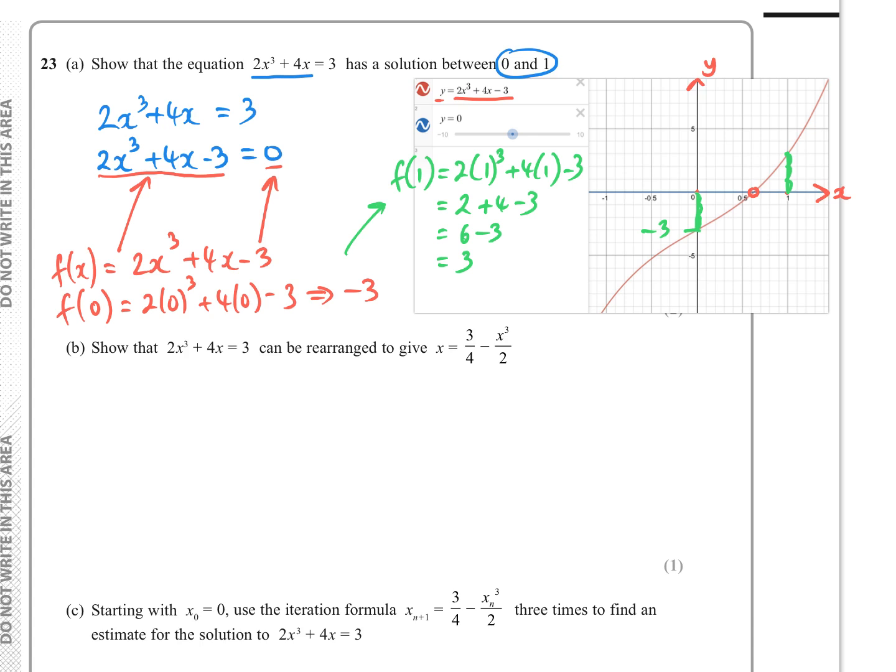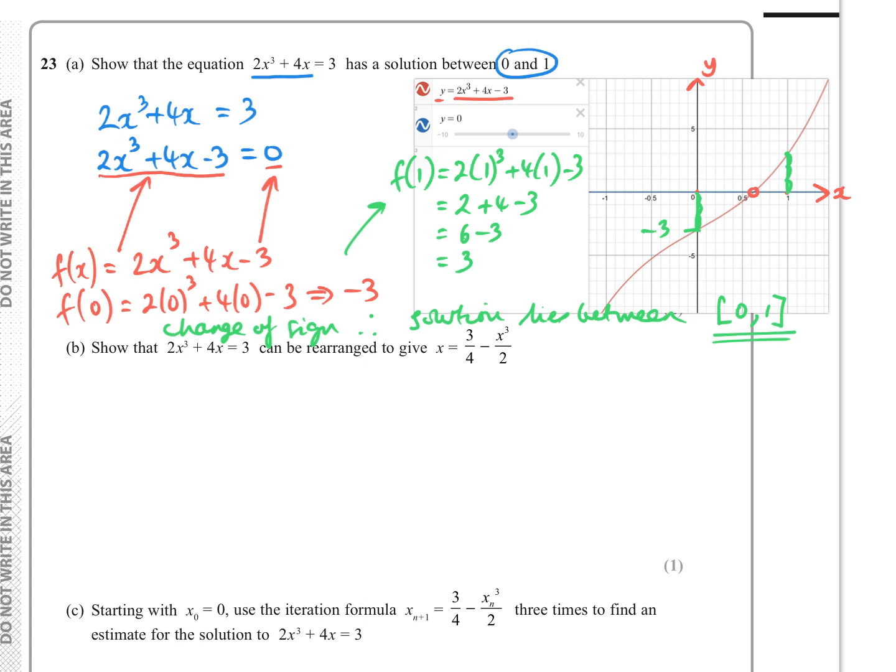So there's a change of sign. So what I would say is change of sign, therefore solution lies between, and I would just put 0 and 1 in an open interval like that. You can just write it in a longer sentence if you want, but the examiner will have a good idea of what you mean. So that's how I would do that first part.